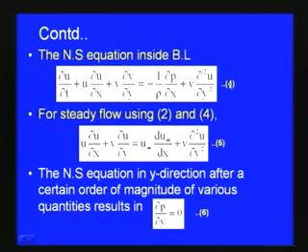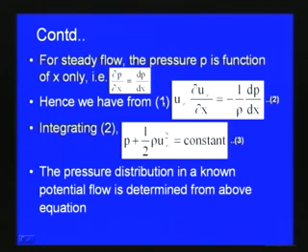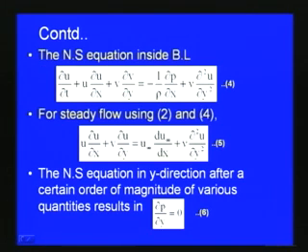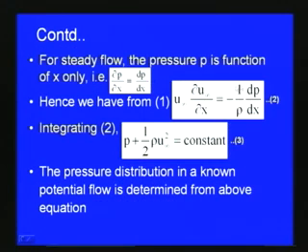So, this is the equation inside the boundary layer as put forward by Prandtl. Now, if we consider steady flow using equations 2 and 4, here we have seen equation number 2. For steady-state flow using equations 2 and 4, we can write the del p by del x term with respect to the earlier condition as derived in equation number 2.